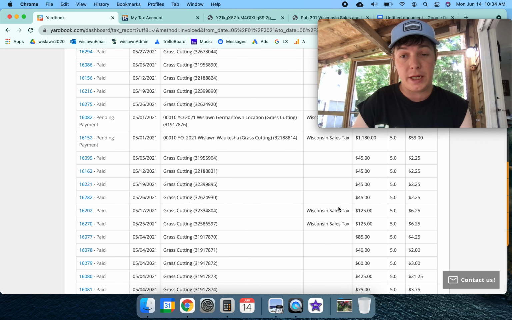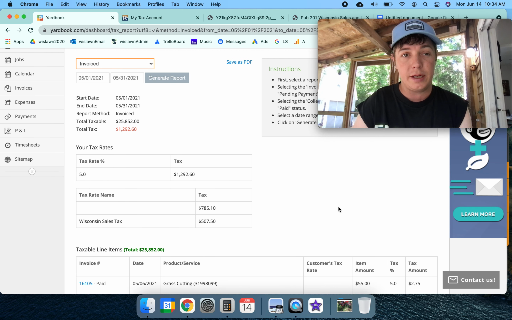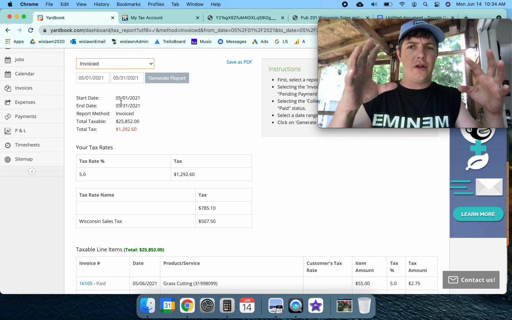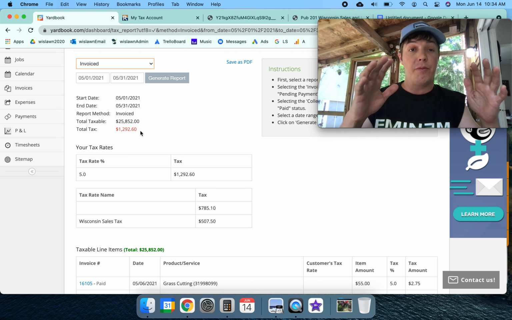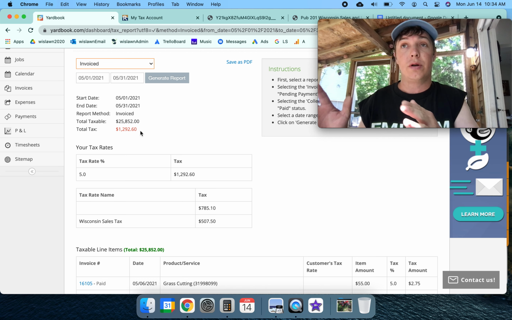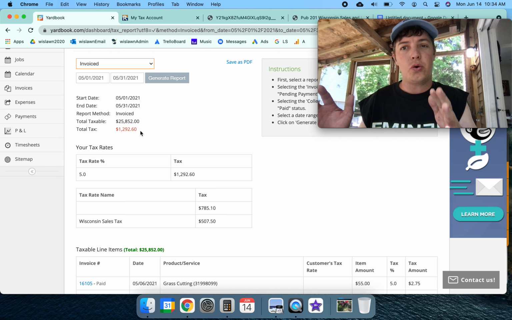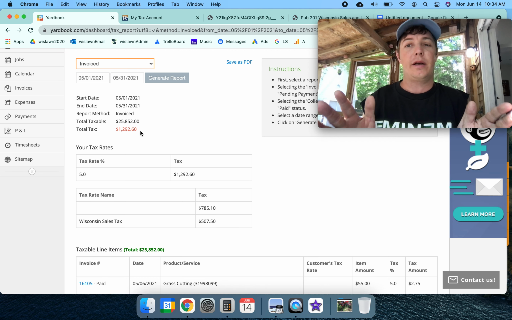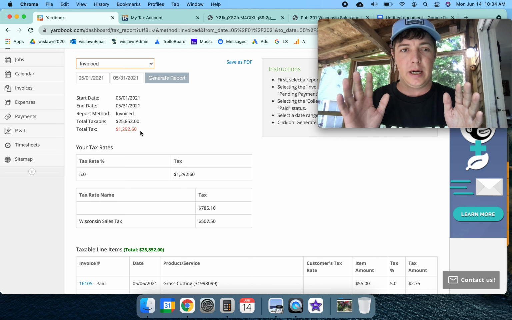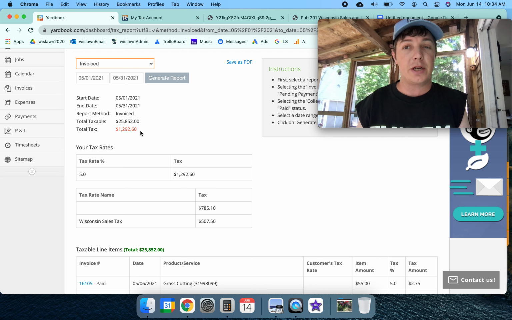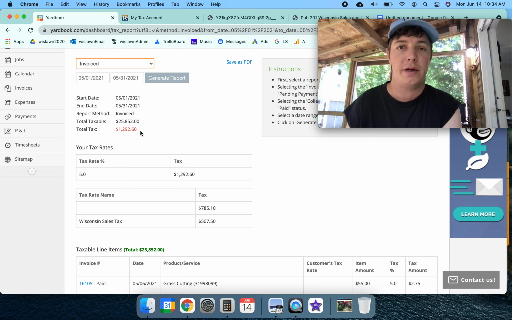So the thing about collecting it is you collect it in one month. So we collect for all of May, and you're collecting all this money. Ours ends up being $1,292.60 that we've collected in May. It's not due till June, but don't get it twisted. That is not your money. That is the state's money. So don't go spend it on an Xbox or whatever. You got to make sure you keep that money so that you can pay it to the state.